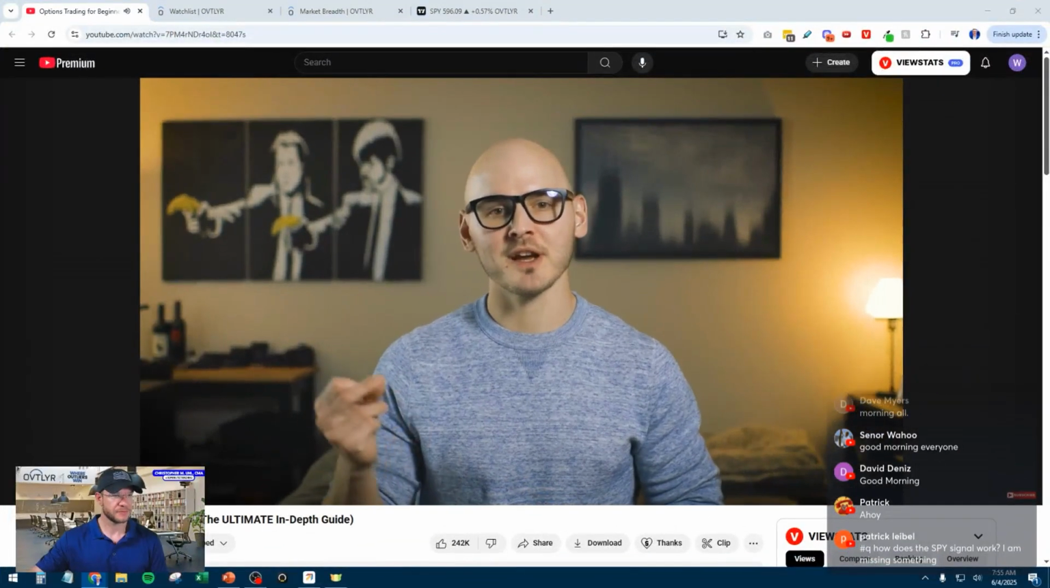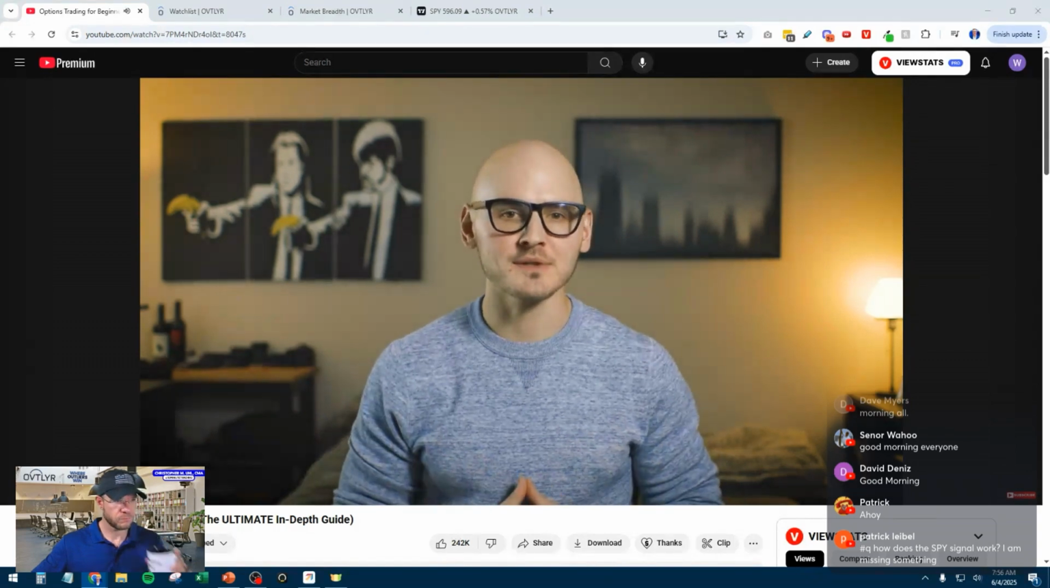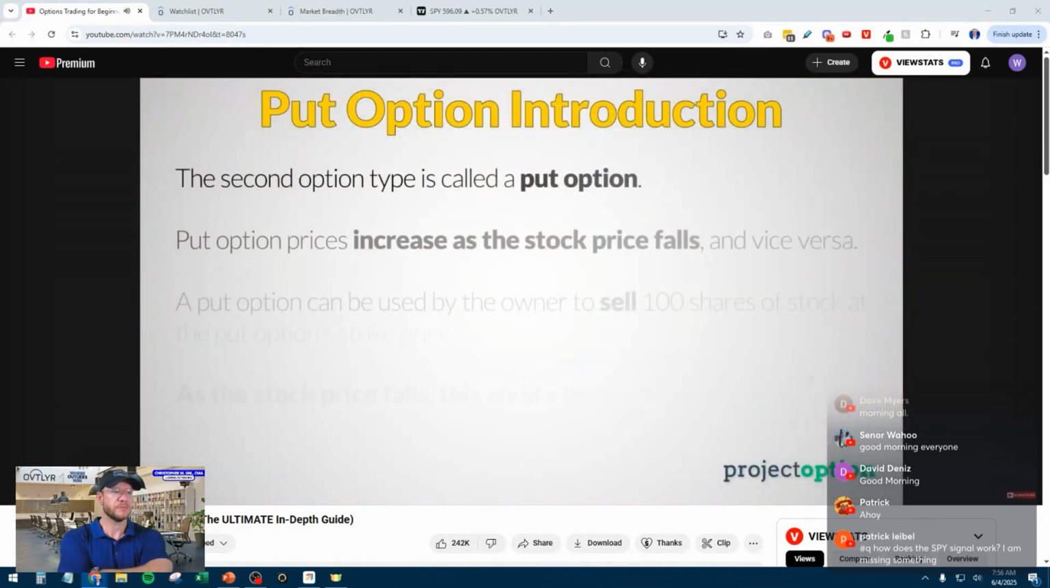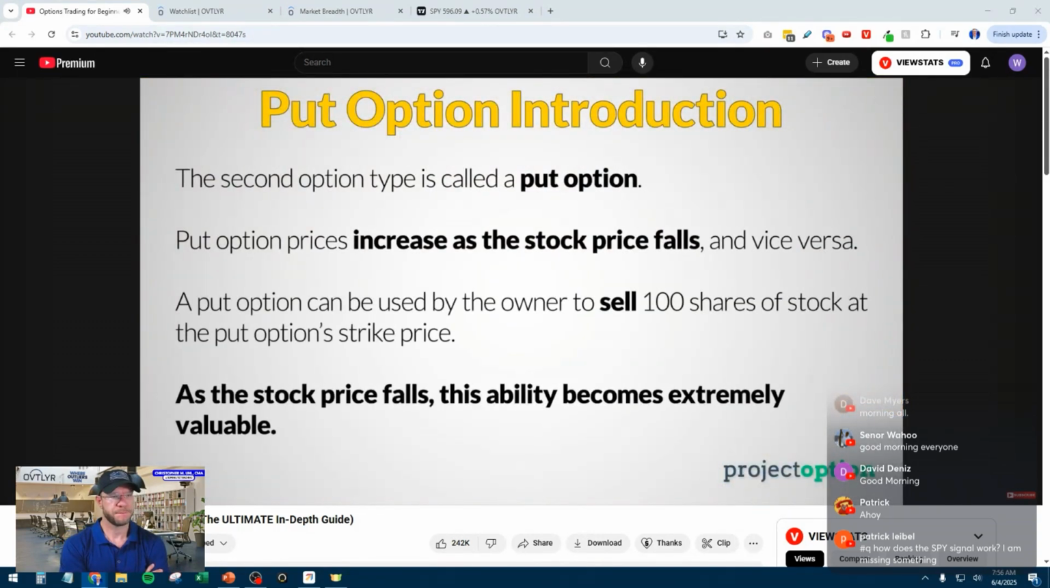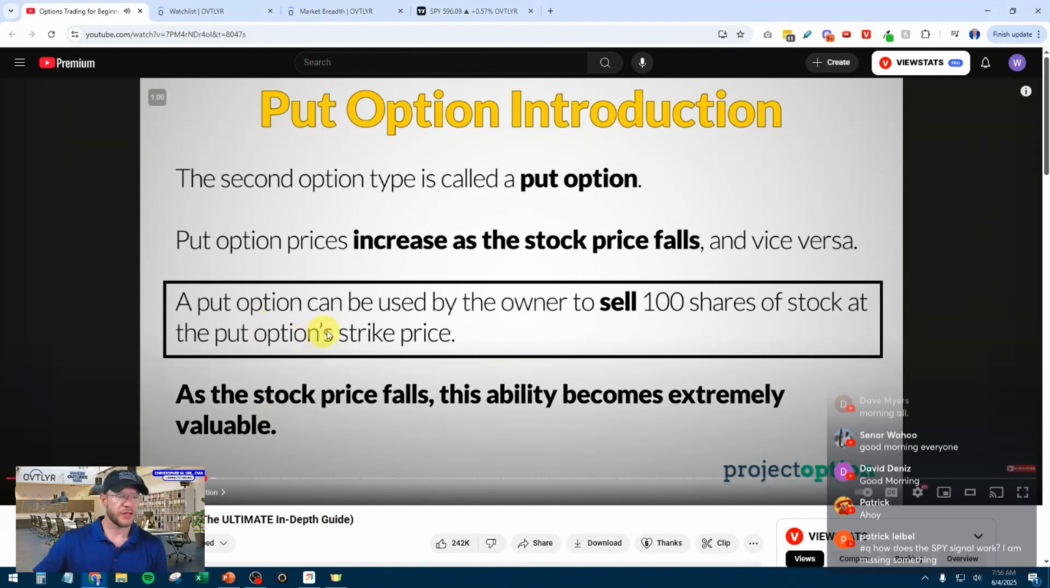Then you're going to pick up put options just like that, because the concepts are all exactly the same, except everything is flipped on its head. With put options, put option prices actually increase as the stock price is falling, and they decrease as the stock price is increasing. The reason is that a put option gives the buyer the right to sell 100 shares of stock at the put option strike. So let's conceptualize this real quick.